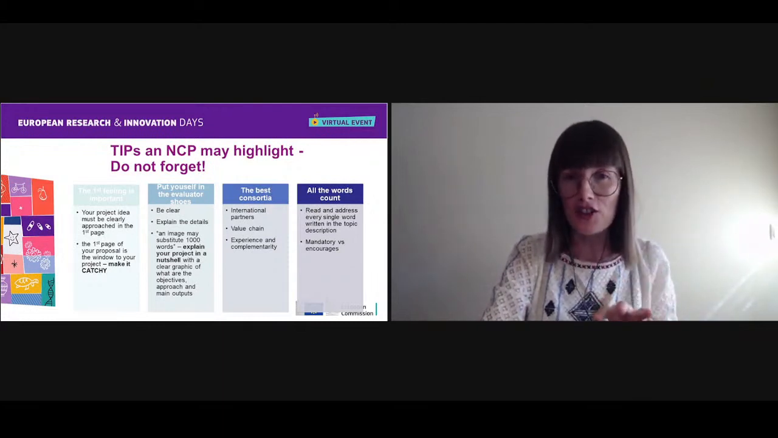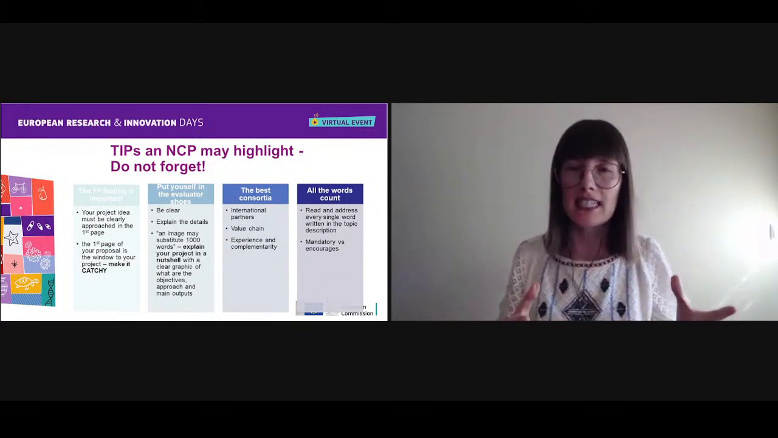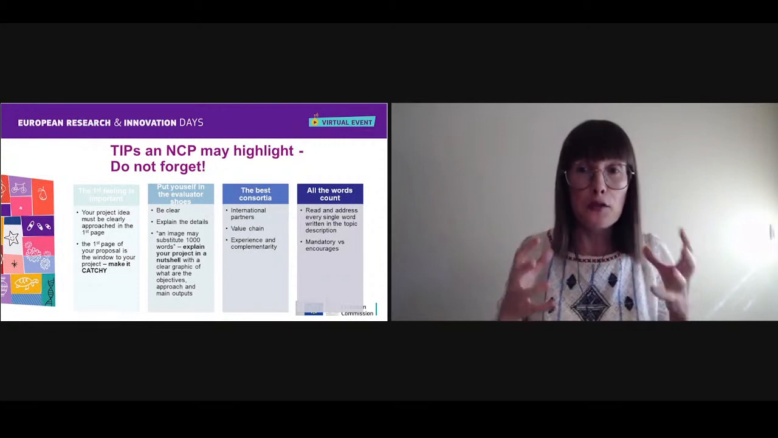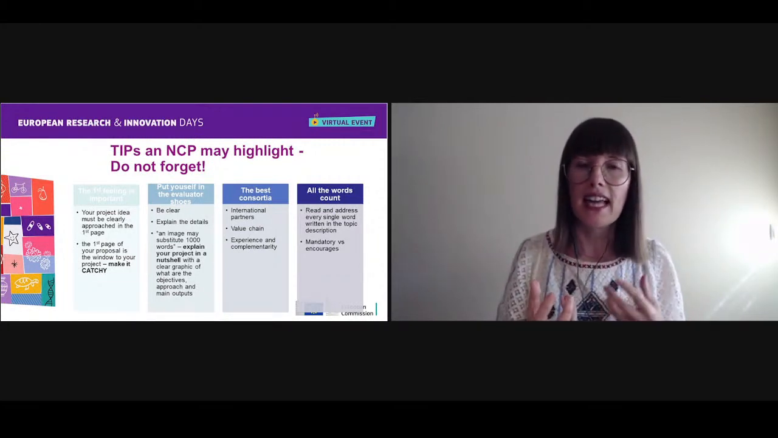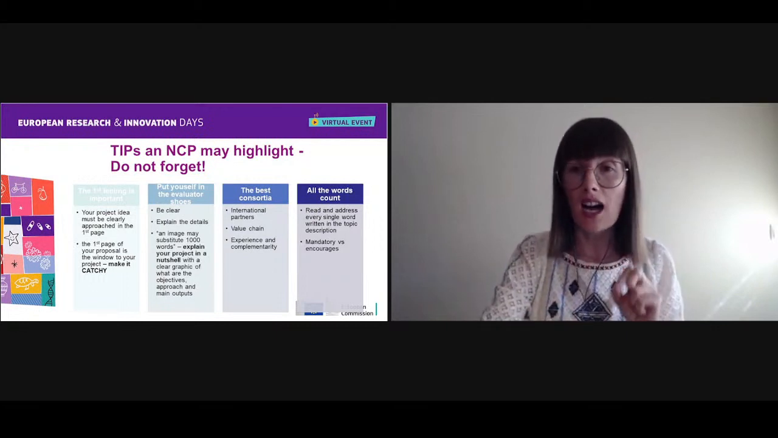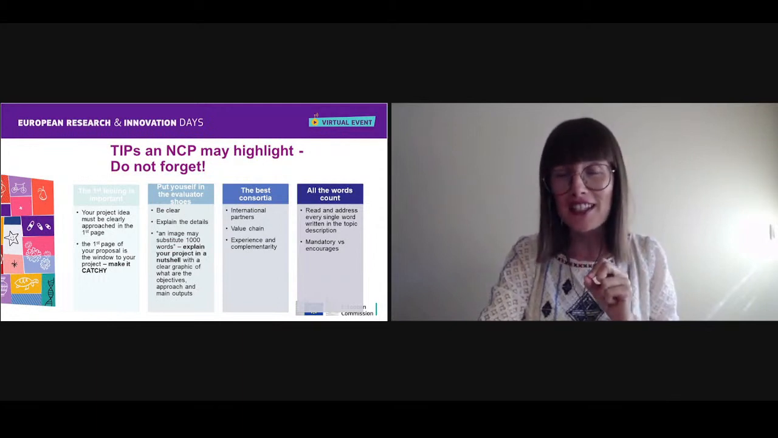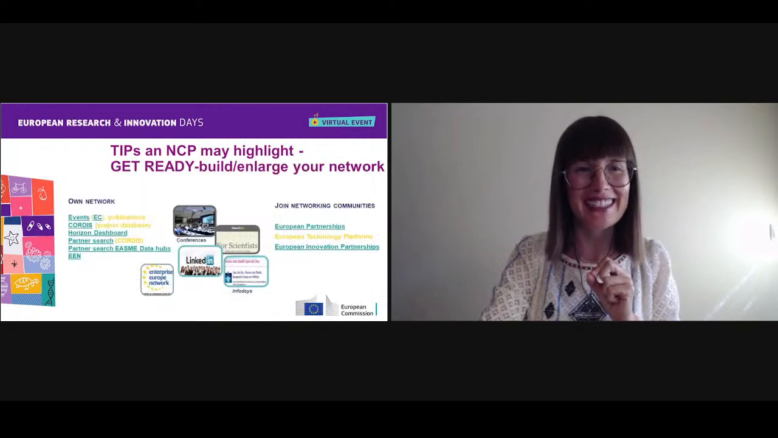The best consortia: you can have international partners, of course, if this is important for the research field. You have to fill in the value chain, and have experience and complementarity. Again, check all the word counts, so read everything carefully. Mandatory is one thing, encouraged is another thing, but at the end of the day, it is almost the same thing.